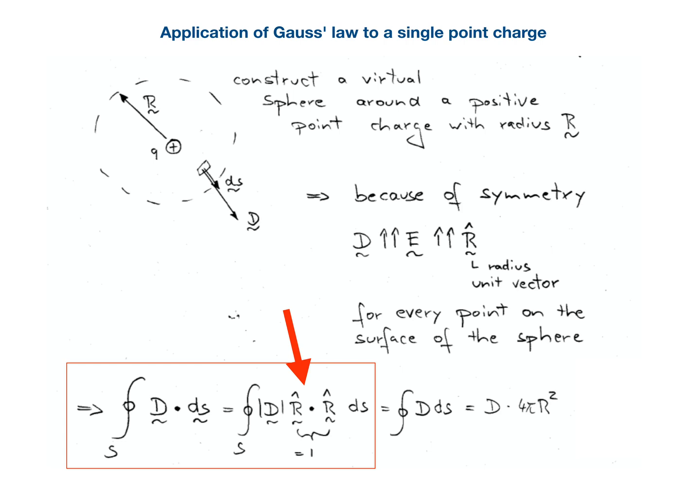The integrand now is simply a scalar product of the magnitude of the field strength on the surface times the total surface area. The total surface area of a sphere is 4 pi r squared. And since all points on the surface of the sphere have the same distance to the origin where the source charge is located, the field strength, the magnitude of the field, is constant, and the integral becomes simply D, the magnitude of the field, times 4 pi r squared, whereby r is the radius of our virtual sphere.